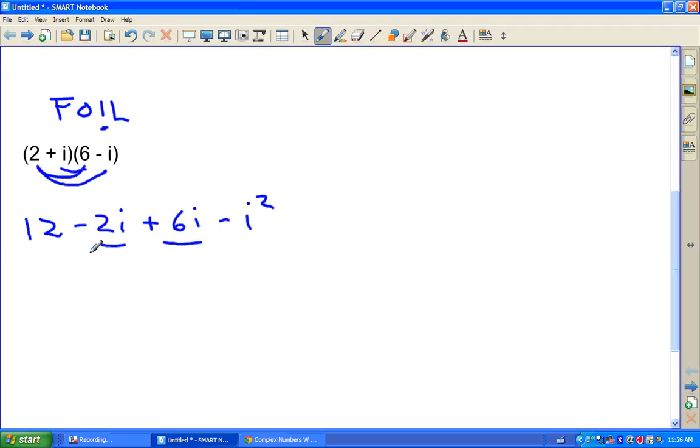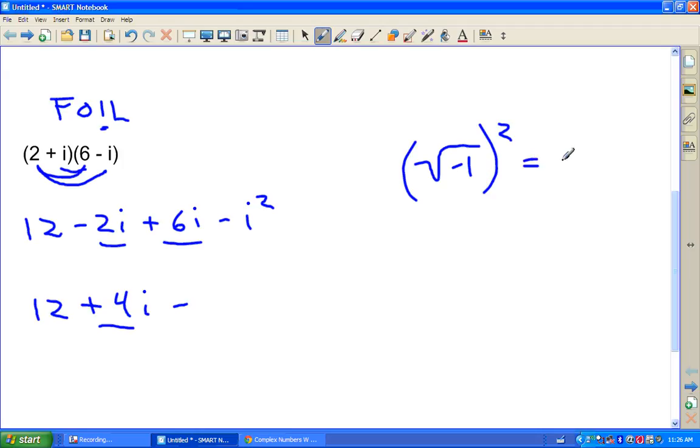All right, so let's talk about this now. Okay, 12, there's nothing I can group with 12 really at the time, but minus 2I plus 6I is going to give me a plus 4I, because the plus 6 minus 2 yields me a coefficient of plus 4. Now let's talk about I squared. If I is the square root of -1 and then I square it, whenever I square anything, it just comes out from under the radical. So I squared really is -1. We have to remember that.